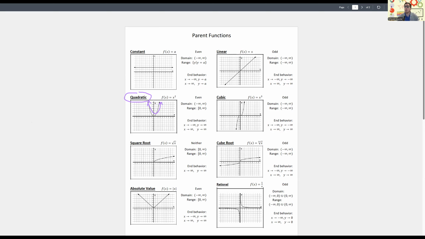Because if I ask you, what does a cubic function look like? You can use this reference sheet and pull up a cubic function, but you should know that it's kind of this wiggly, S-shaped function here. If I ask you for a square root function, you should know that it's this kind of arch-shaped function here. Absolute value function is a V-shaped function.